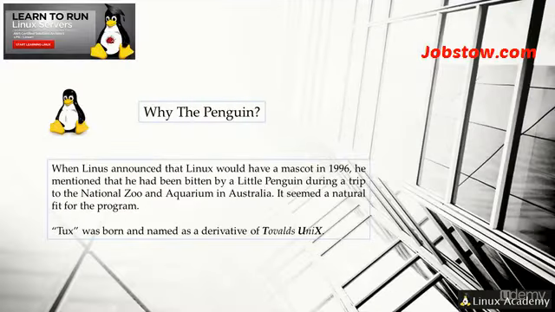Why the penguin? Whenever you're talking about Linux, it goes hand in hand with Tux the penguin. In 1996, they were trying to develop a mascot for Linux. And when they were meeting in 1996, Linus happens to mention that during a trip to the National Zoo and Aquarium in Australia, he was bitten by a little penguin. Seemed like a pretty natural fit, and the name Tux was simply born as a derivative of his name in Unix, Torvalds Linux.